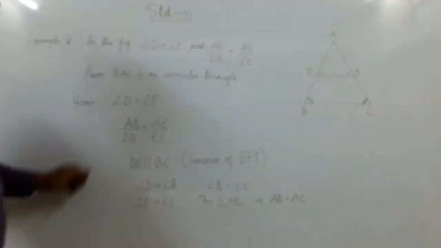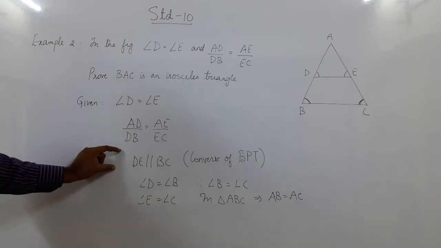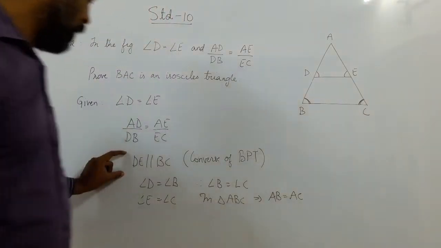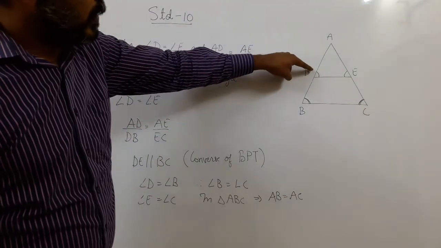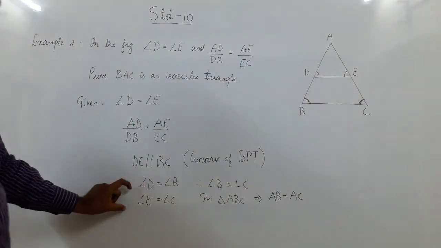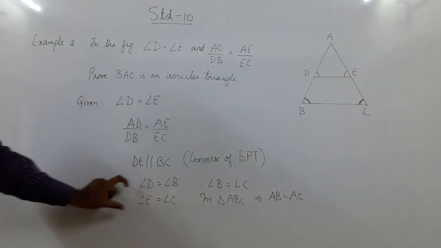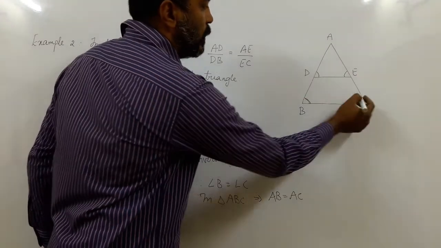Are you following? First we were given this ratio. Because the ratios are equal, the lines DE and BC will be parallel, by the converse of the basic proportionality theorem. If they are parallel, corresponding angles will be equal. So angle D equal to angle B, angle E equal to angle C. But angle D equal to angle E, so angle B equal to angle C. So you have now got angle B equal to angle C.